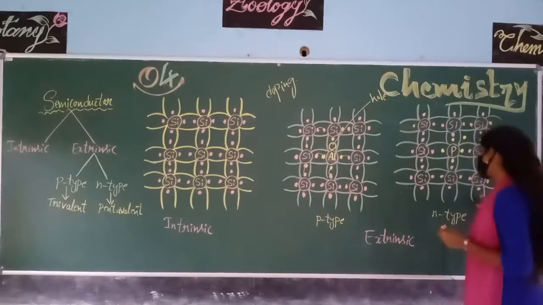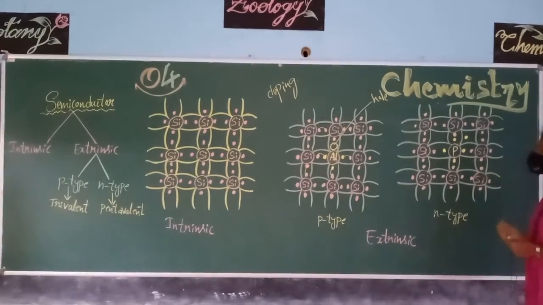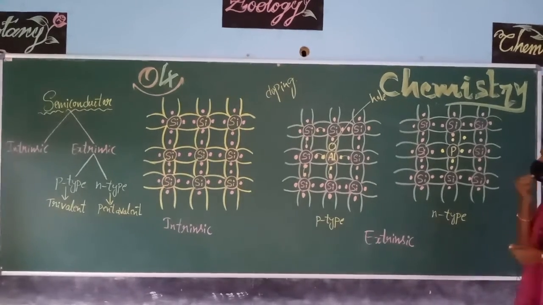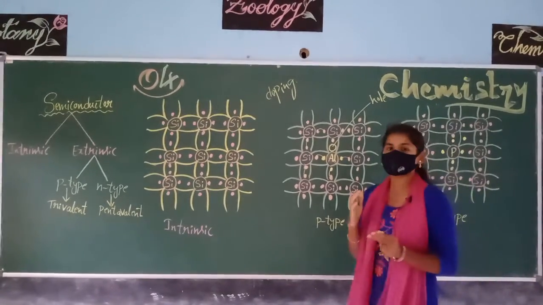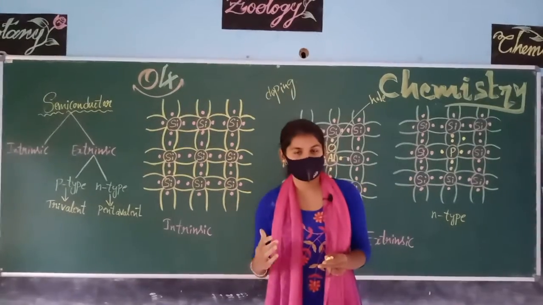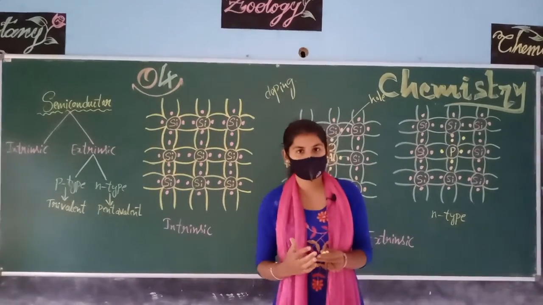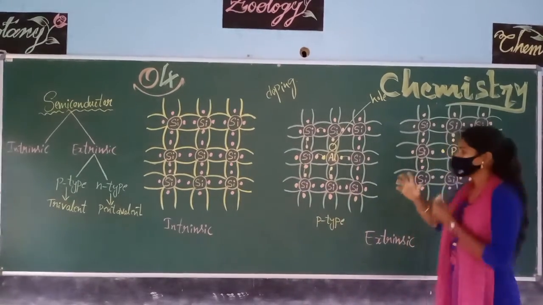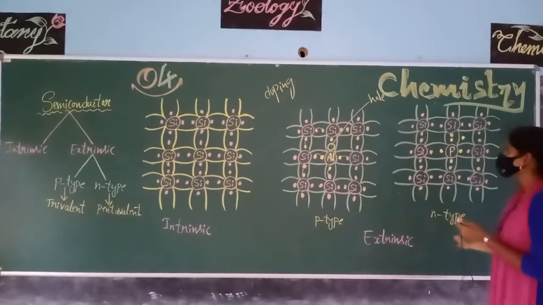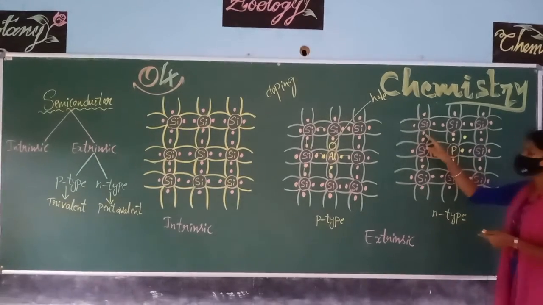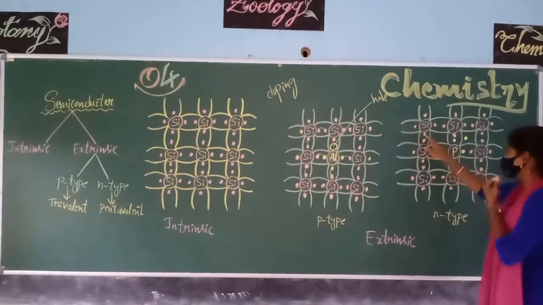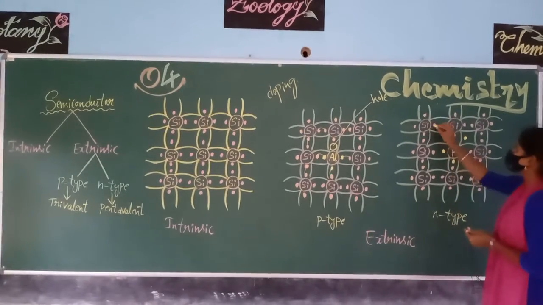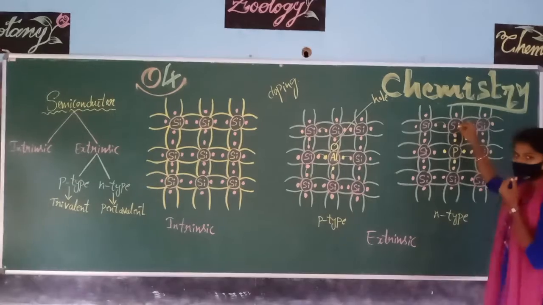Coming to the n-type semiconductor, here we are going to add pentavalent elements. Pentavalent elements are the elements which have 5 electrons in the last shell. The last shell is nothing but the outermost shell or the valency shell. Such elements we are going to add to this silicon structure. As we already know, silicon has 4 electrons in the last shell. Each silicon is represented with 4 electrons, and each silicon electron is shared with the neighboring silicon atom.